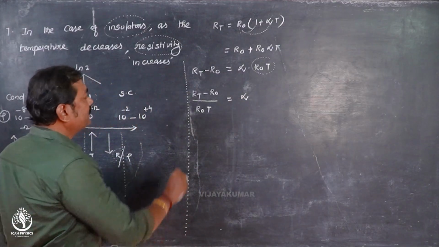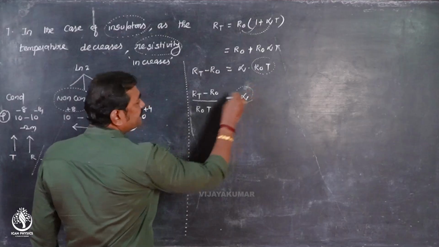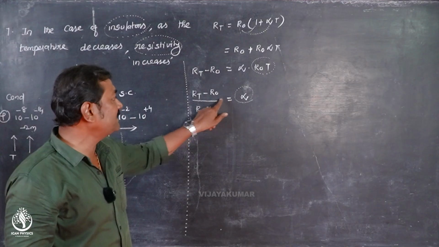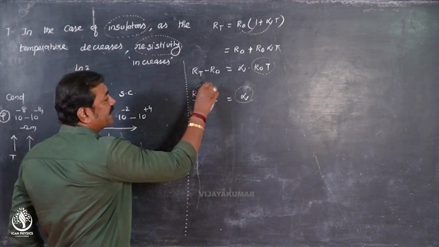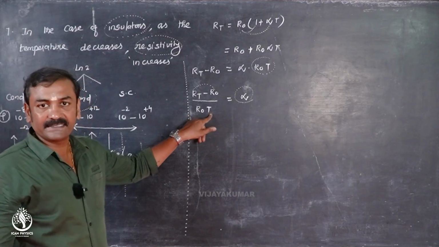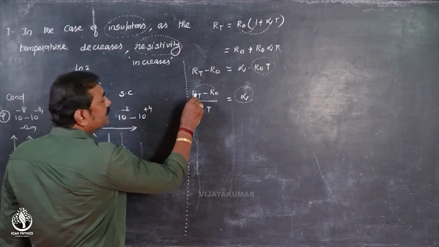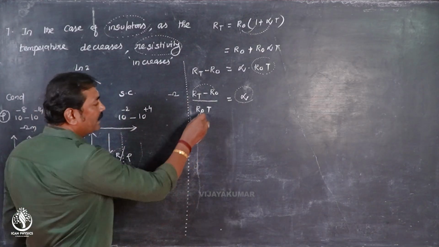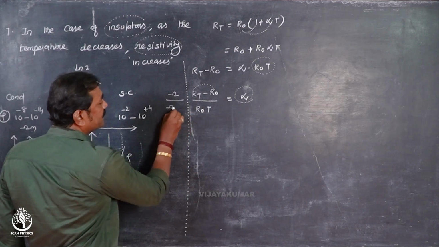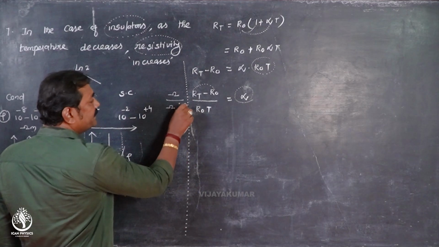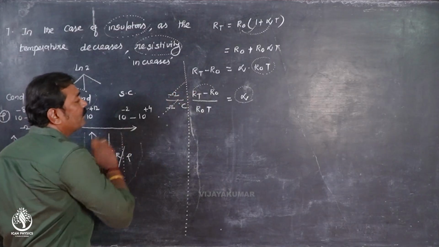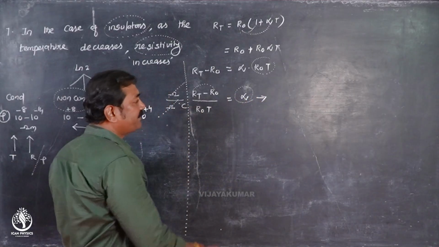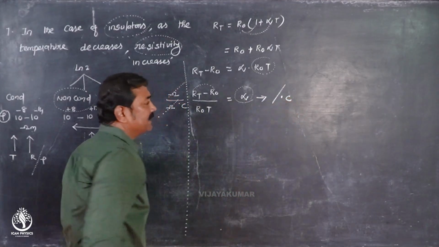Okay. Just you can define what is temperature coefficient of resistance. Temperature coefficient of resistance is defined as the ratio of increase in resistance per degree rise in temperature. So when we are subtracting the resistances, then automatically its unit is ohm. In the denominator, we are having R naught, its unit is ohm, and the temperature, its unit is per degree Celsius. So ohm gets cancelled. So the unit of temperature coefficient of resistance is per degree Celsius.